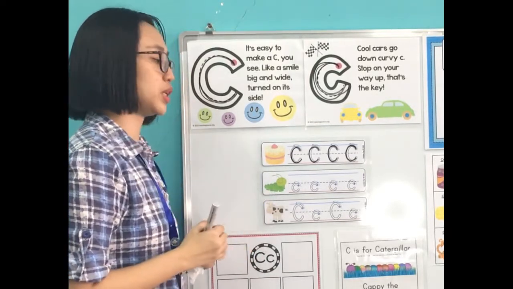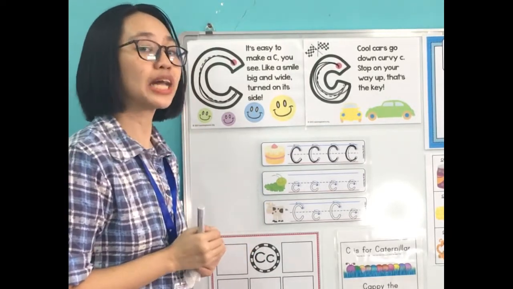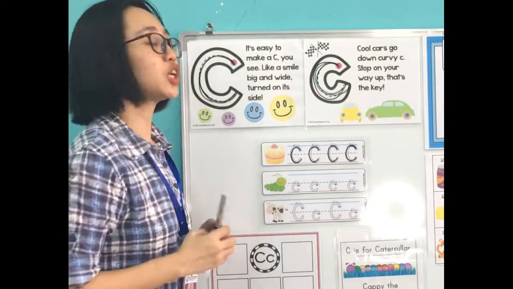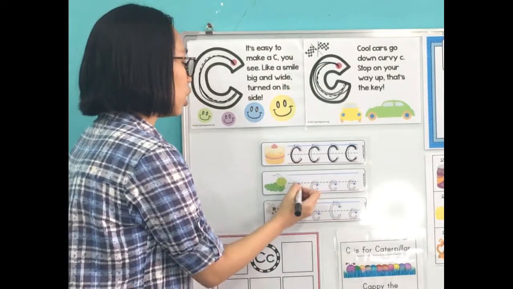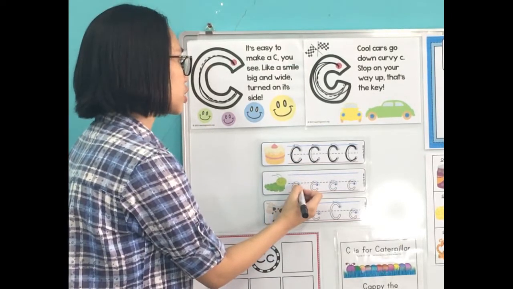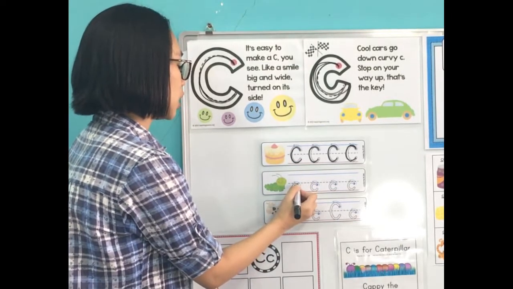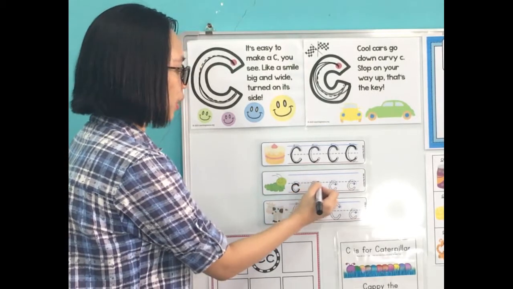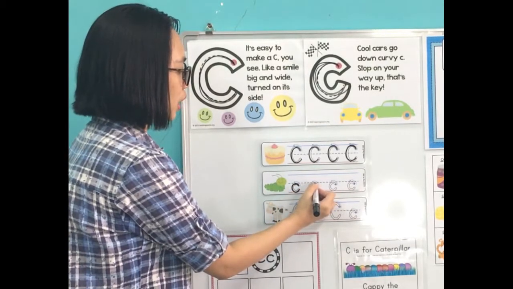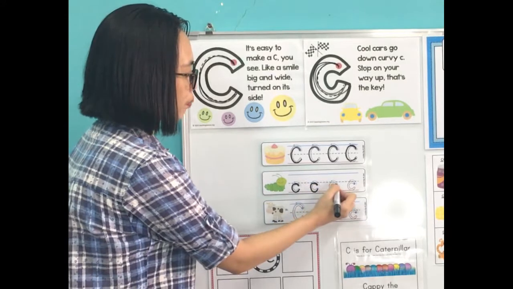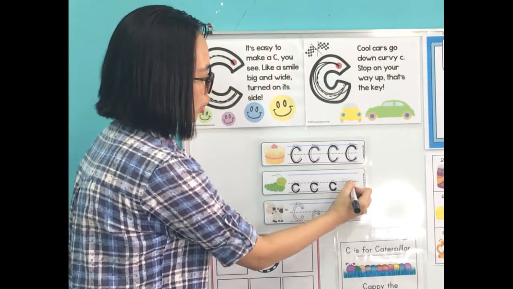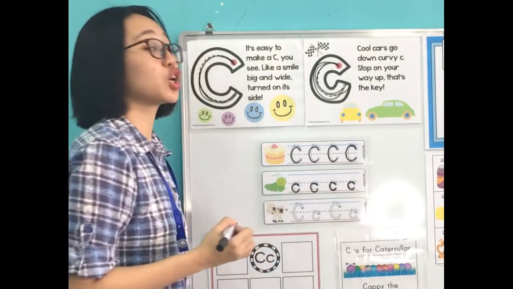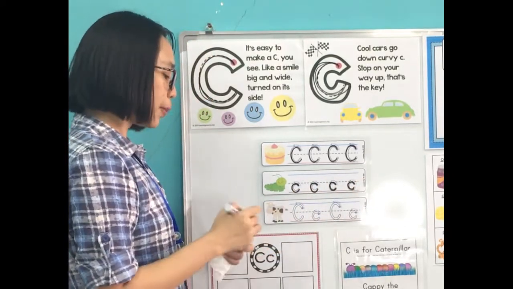How about this one? This is the lowercase c for caterpillar. Caterpillar. We're going to do lowercase c. Remember, lowercase c, cool cars go down curvy C. You stop on your way up. That's the key. Make a curvy C and stop. Your lowercase c.